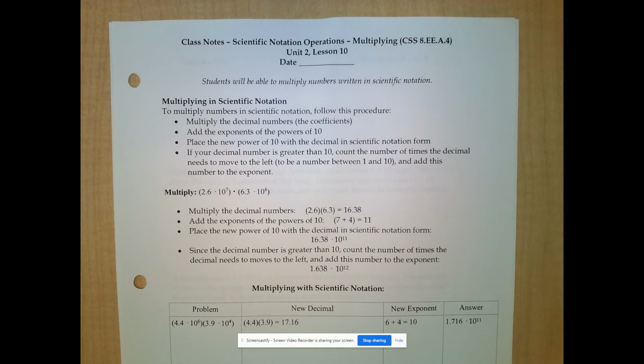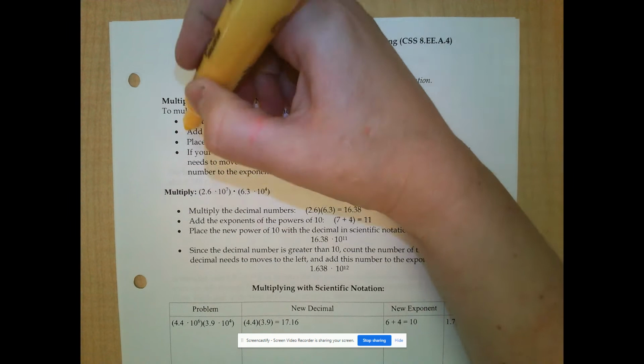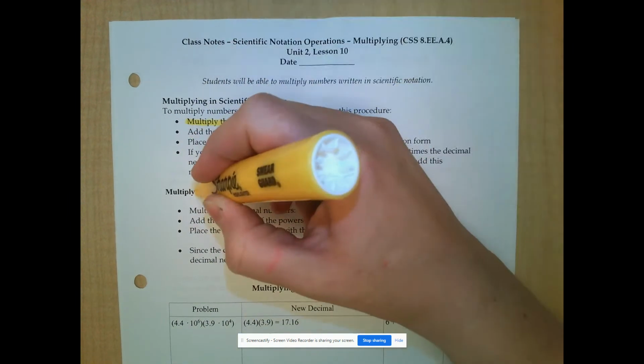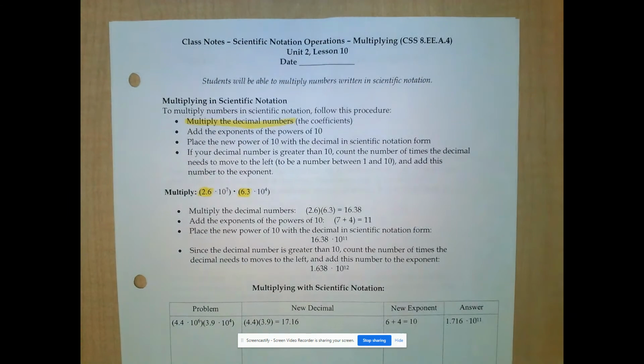And if we want to multiply things that are in scientific notation, we want to think back to multiplying fractions. Remember how we did not need a common denominator to multiply fractions? Well, we do not need a common power of 10 to multiply things in scientific notation. So when you multiply in scientific notation, the first thing you do is multiply the decimal numbers, the coefficients. In this case, it would be the 2.6 times the 6.3.